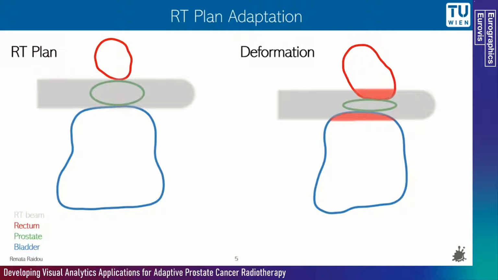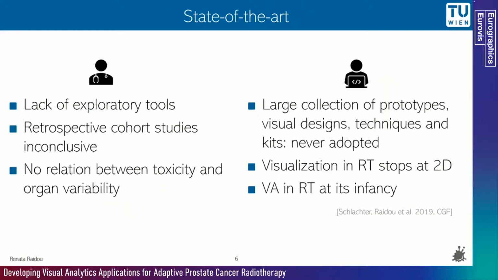of toxicity. The current state of the art, both in the clinical and in the visualization domain for radiotherapy, is the following. In the clinical domain, previous studies have not been able to relate organ variability and potential toxicity, mainly due to a lack of exploratory means. And most of the retrospective cohort studies have been inconclusive with regard to the relation between toxicity and organ variability.